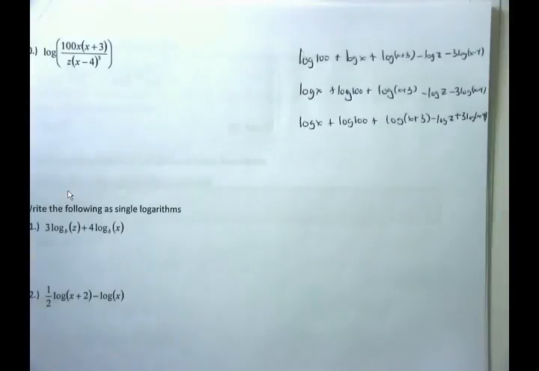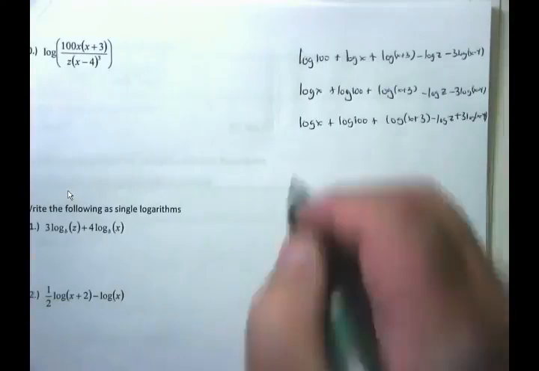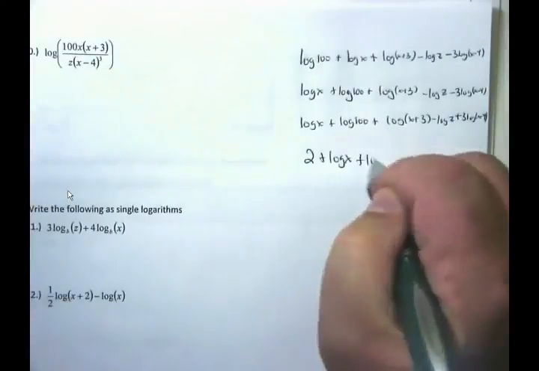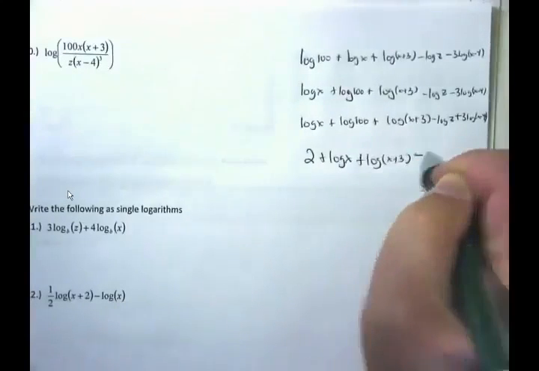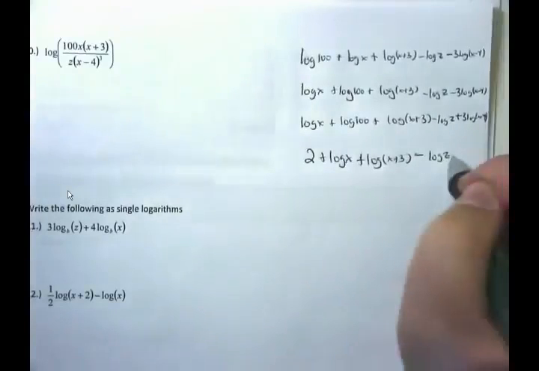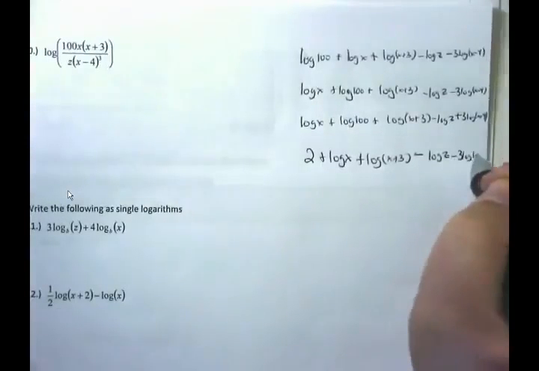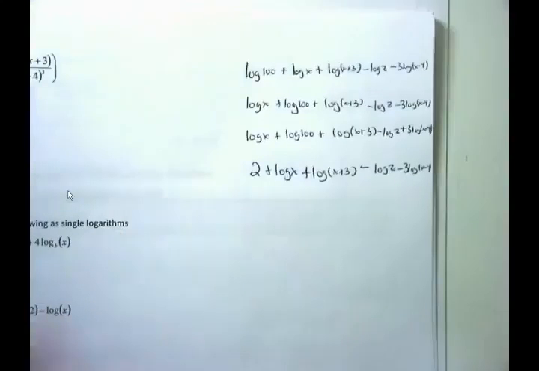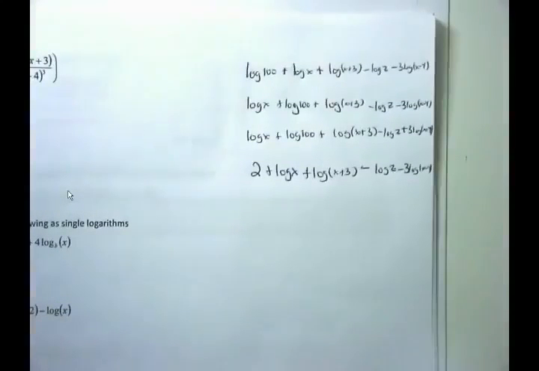All right. So, yes, sir. Got another one? 2 plus log of x. All right, so let's vote on these. We've got 4 candidates now.